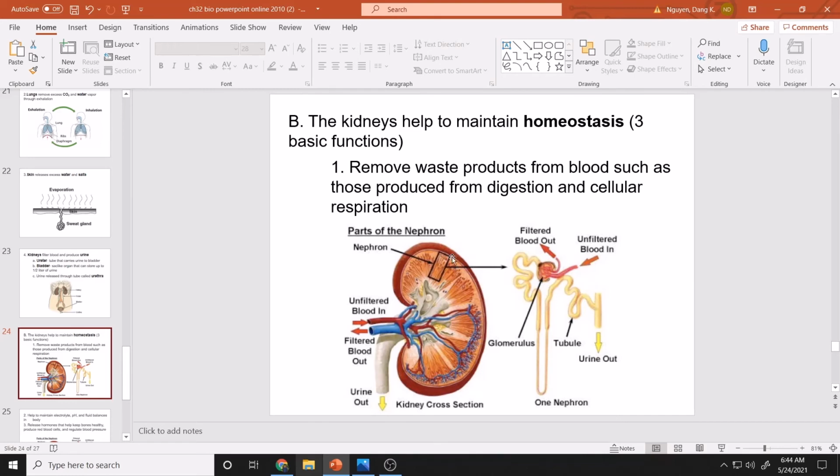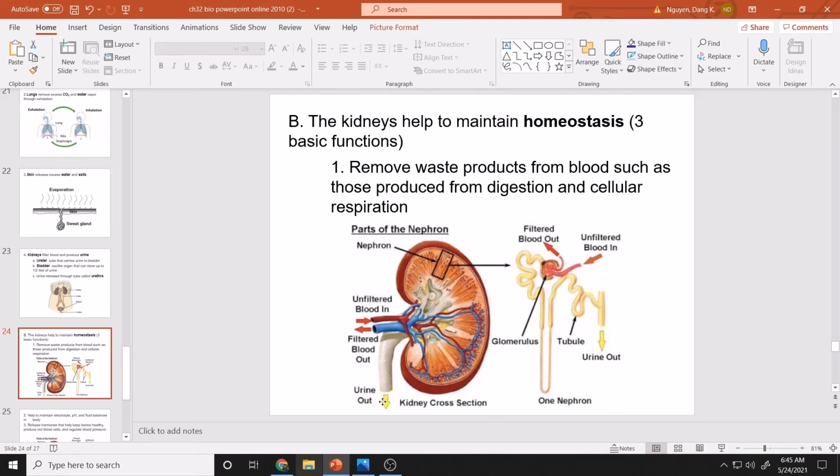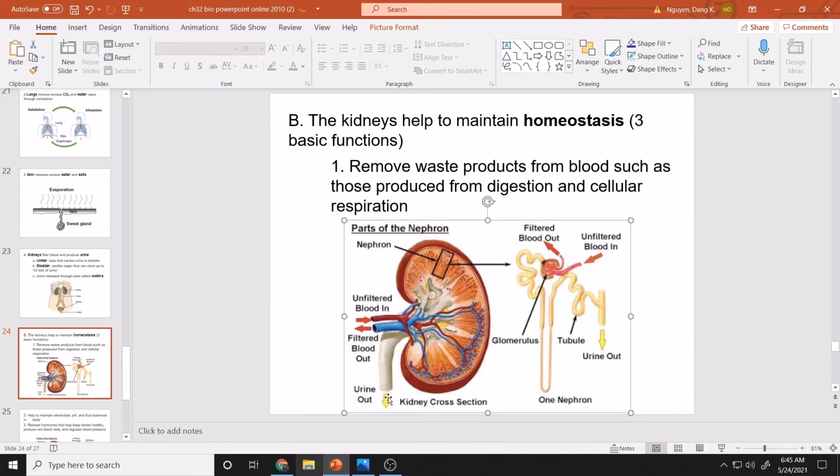So, right, they're zooming in to one nephron here, and it's going to filter your blood, and then any excess water is then passed out of your ureter here. So you can see the ureter connecting, and then the urine will then make its way down towards the bladder.